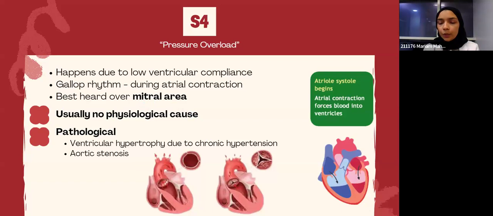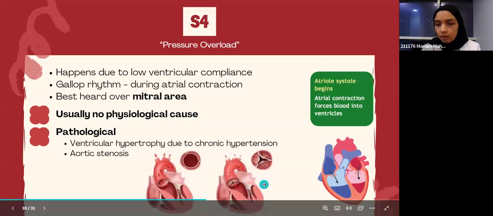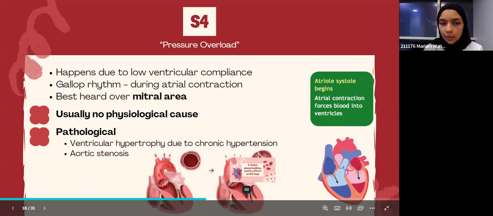Basically, you will get the ventricle to not be compliant when it hypertrophies. So basically, when it's pushing against a high pressure for a very long time, the muscle of the ventricle will become more bulky. Okay, so when it becomes more bulky, you can see here, the muscle here is more bulky, it's thicker, so it doesn't comply, it doesn't stretch easily when the blood comes back.